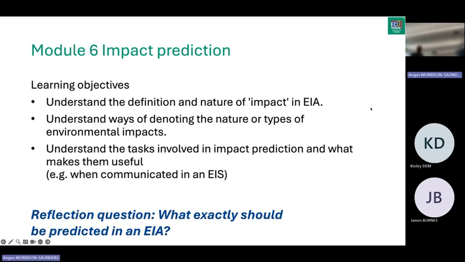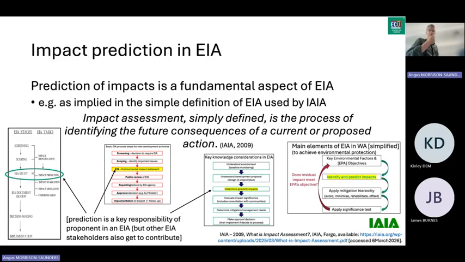But what we want to do is to start thinking about how we actually explain impacts in an EIA, and that includes predicting them. The big reflection question is, what exactly should be predicted in an EIA? I've mentioned prediction a lot already.